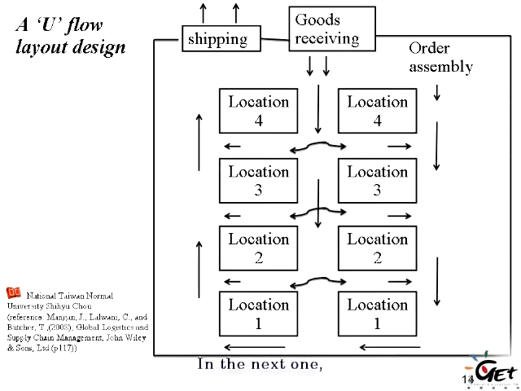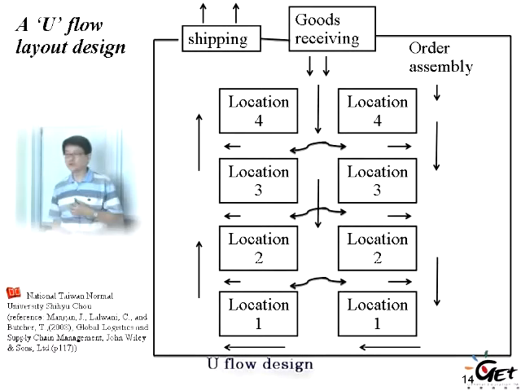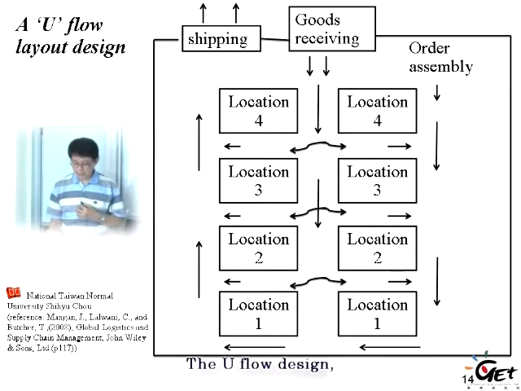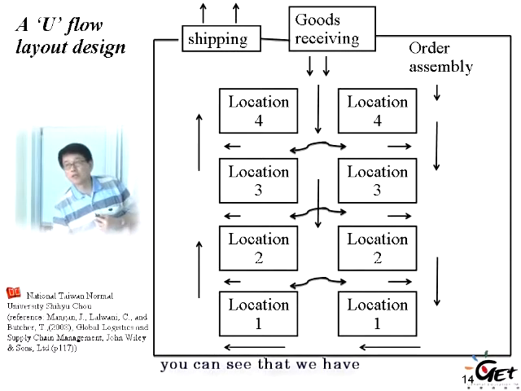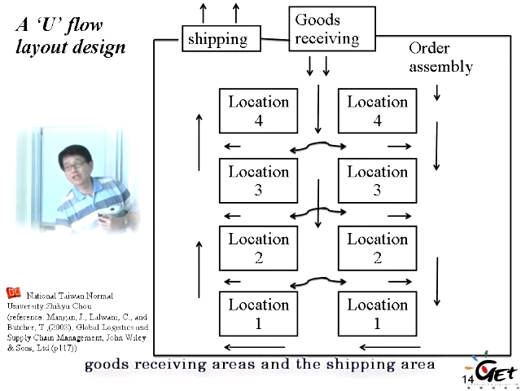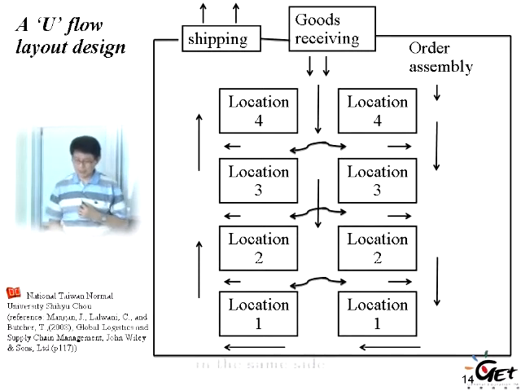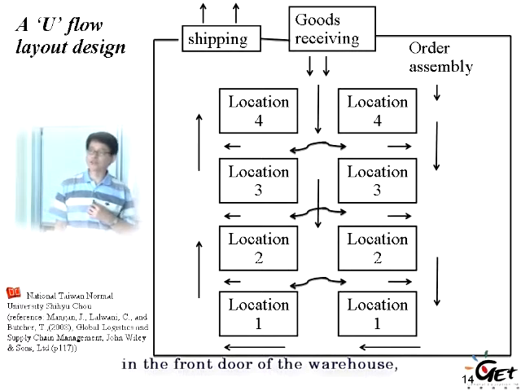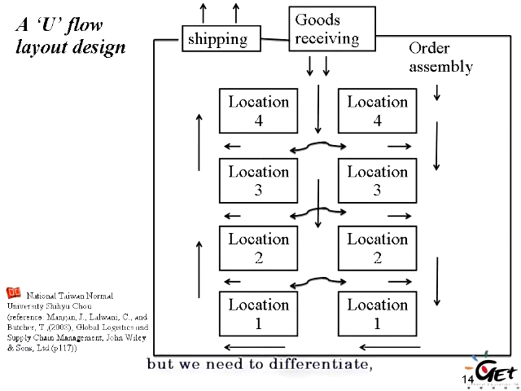And the next one, the U-flow design. In the U-flow design, you can see that we have the goods receiving area and the shipping area on the same side, in the front door of the warehouse. But we need to differentiate. We need to have different areas for the trucks to park temporarily. Some trucks send the goods in, some wait there in the shipping area to send the goods out.